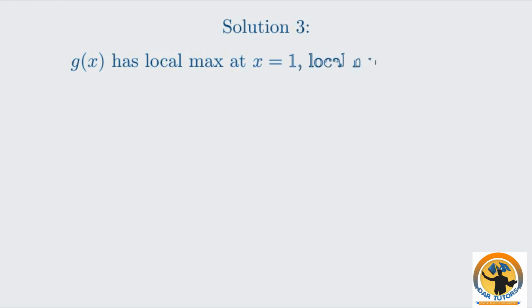Here is the solution for question 3. Solution to question 3. We are given that g of x has a local maximum at x equals 1 and a local minimum at x equals 3.